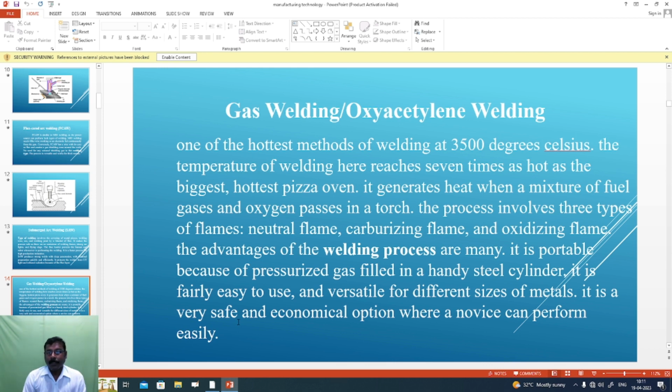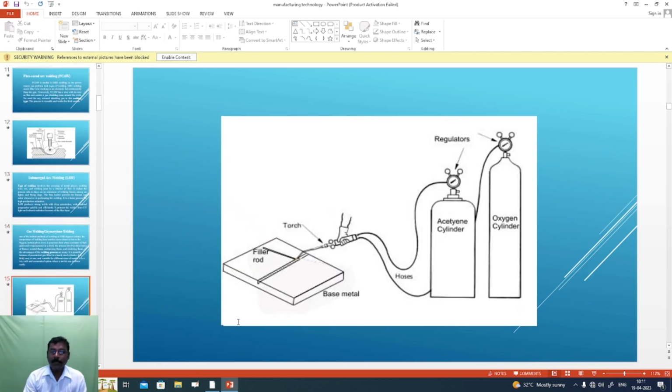The advantages of the welding process are many. It is portable because of pressurized gas filled in a handheld cylinder. It is fairly easy to use and versatile for different sizes of metals. It is a very safe and economical option that a novice can perform easily. This is the diagram of the gas welding. Two types of gases are used: one is acetylene, then oxygen.